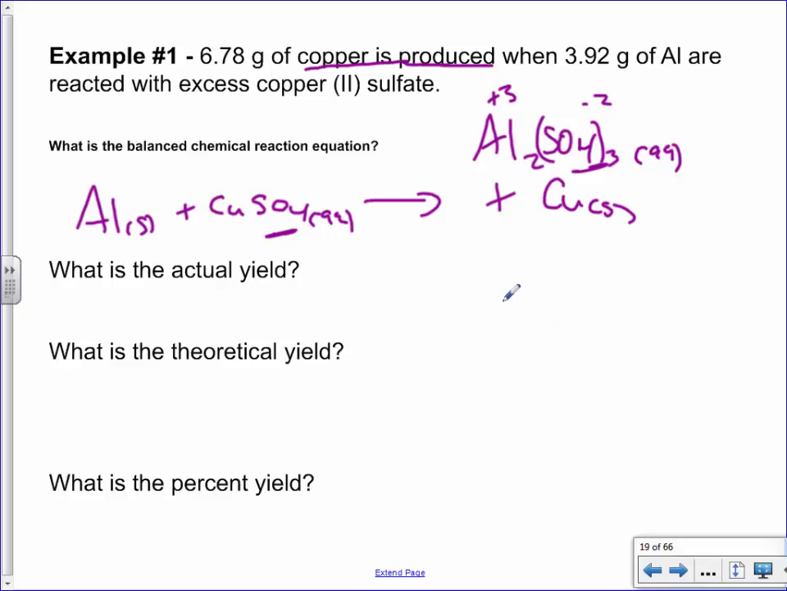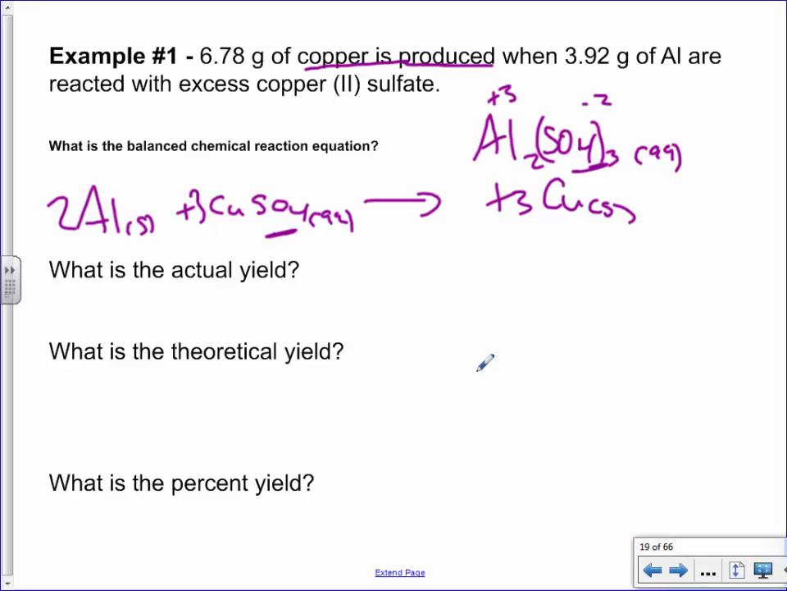We need to balance the thing. So to balance it, you're going to need a 3, and a 2. Does that make sense so far? Okay. Now to answer my question, what was the actual yield?